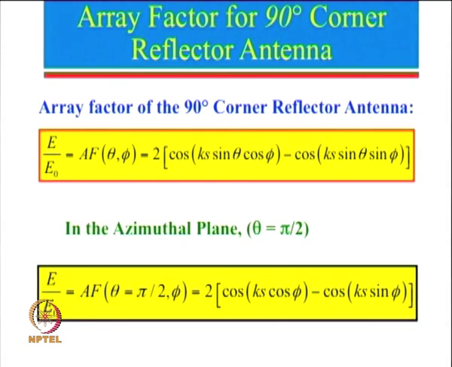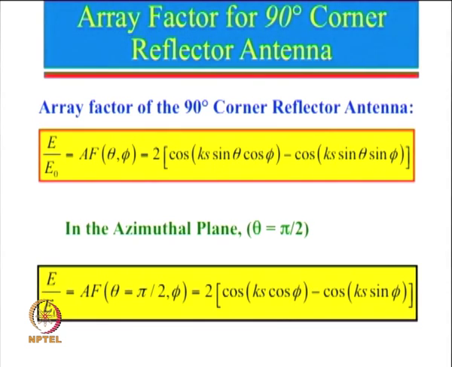So, the array factor of the 90-degree corner reflector antenna can then be written as 2 times cos psi x minus cos psi y. The psi x term will have cos phi, and along the y axis the term will be sin phi. So, in the azimuthal plane where theta is pi by 2, or you can say 90 degree, if we substitute theta equal to pi by 2, sin pi by 2 will be equal to 1, hence theta goes out. So, this is the radiation pattern, or you can say array factor, for two isotropic elements. This is the array factor for a 90-degree corner reflector antenna for isotropic elements, and this has to be multiplied by the radiation pattern of the antenna.